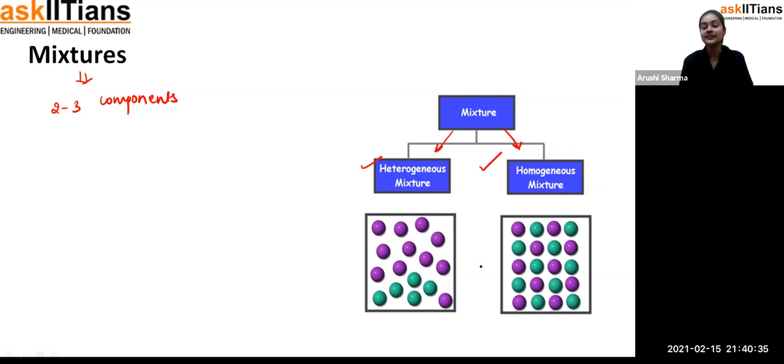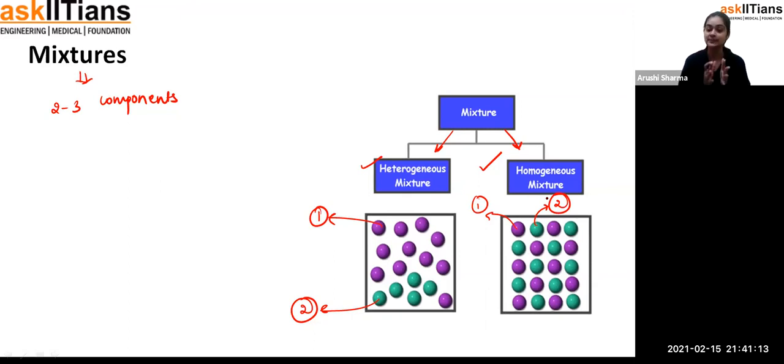But if you look at this picture, what you will observe is that this is one type of particle and this is the second type of particle. Similarly here, student, it is one and it is two. In the homogeneous picture, if you look carefully, you will find that all of the components are very regularly arranged, one after another, one after another. But in the heterogeneous, they are not regularly arranged. They are very irregular in nature. That means homo means same, that they will be the same throughout, and hetero means different, that they will not have a proper arrangement.